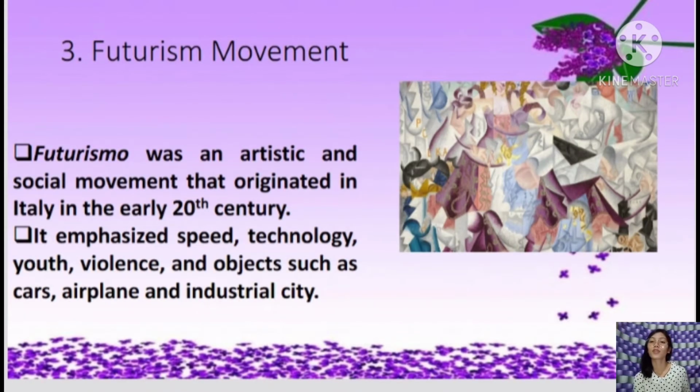Futurism, or Futurismo, was an artistic and social movement that originated in Italy in the early 20th century. From the word itself, future, it foresees something that will happen in the near future. It emphasized speed, technology, youth, violence, and objects such as cars, airplanes, and industrial cities. In this example, I bet the artist wants to show us a lot of things that will happen in the future.